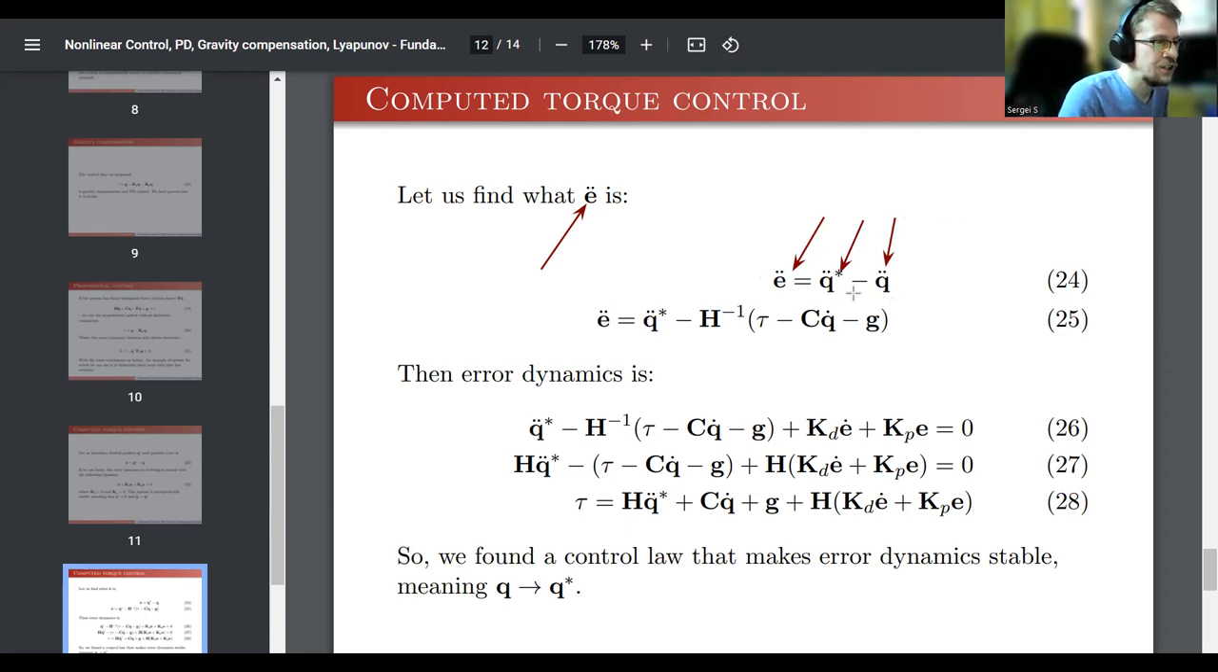If the point was stationary, then Q double dot star would be equal to zero, of course, right? But here I apparently allow Q double dot star to be anything. Okay, so it is a trajectory, it's not just a point. You can follow a trajectory here. If E goes to zero, it means Q will follow Q star. Cool. Good.